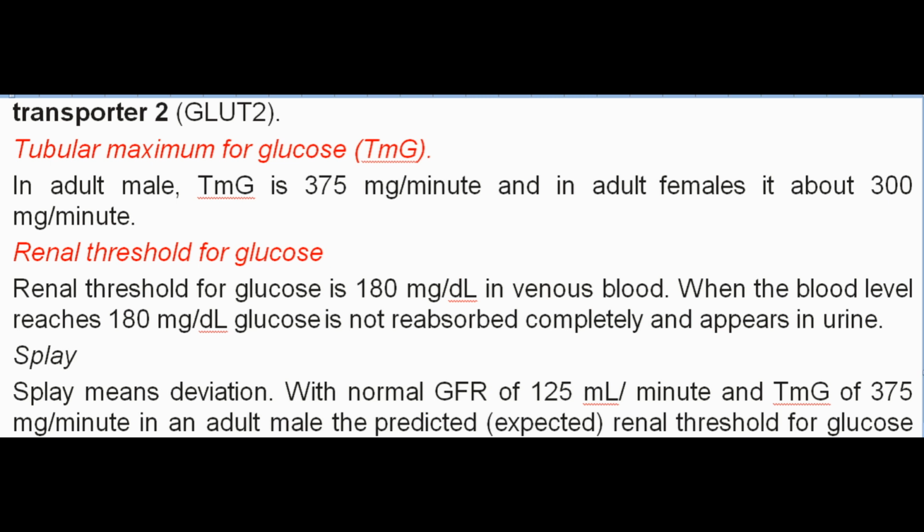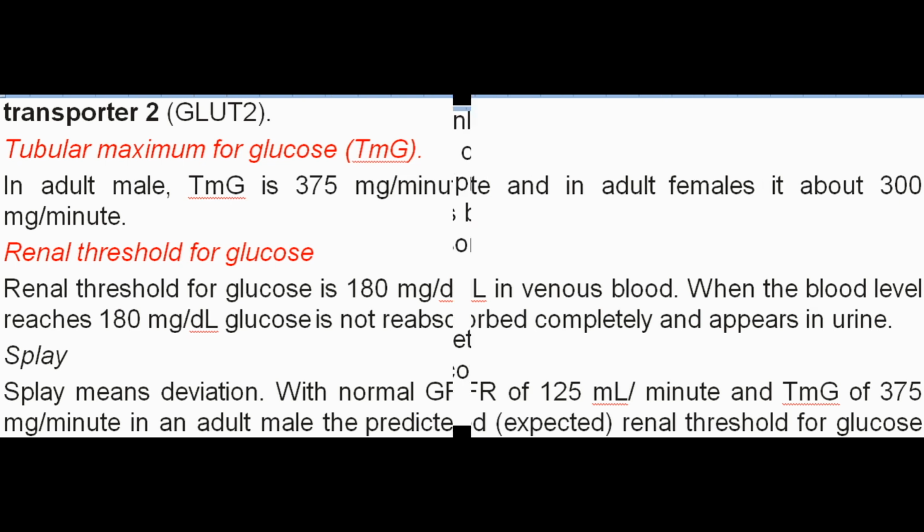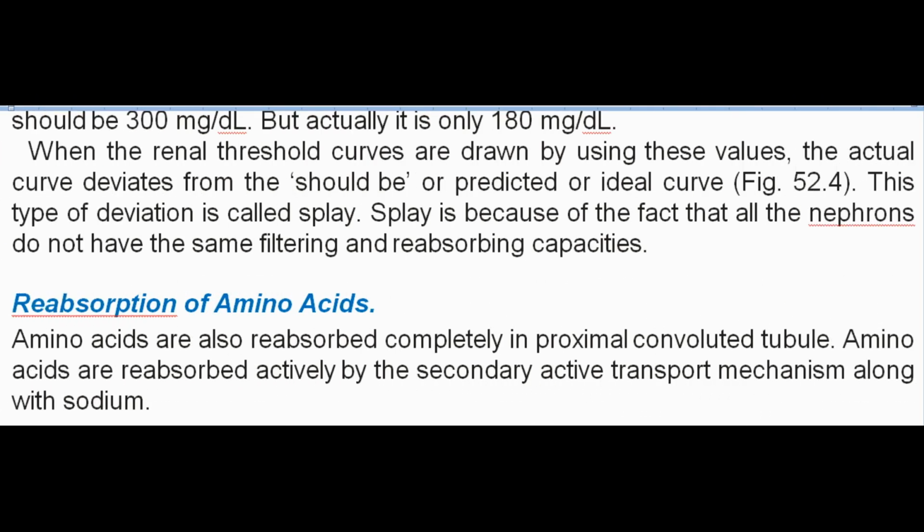Splay means deviation. With normal GFR of 125 ml/minute and TMG of 375 mg/minute in an adult male, the predicted, expected, renal threshold for glucose should be 300 mg/dl. But actually it is only 180 mg/dl. When the renal threshold curves are drawn by using these values, the actual curve deviates from the should be or predicted or ideal curve, Fig 52.4. This type of deviation is called splay. Splay is because of the fact that all the nephrons do not have the same filtering and reabsorbing capacities.